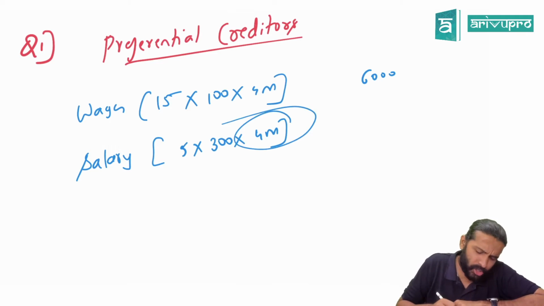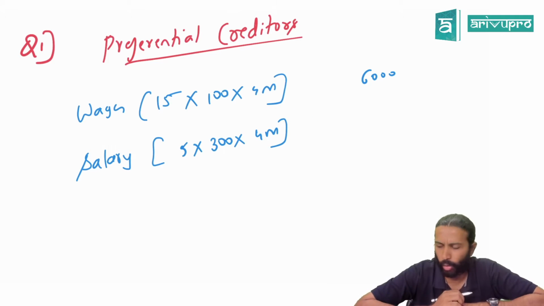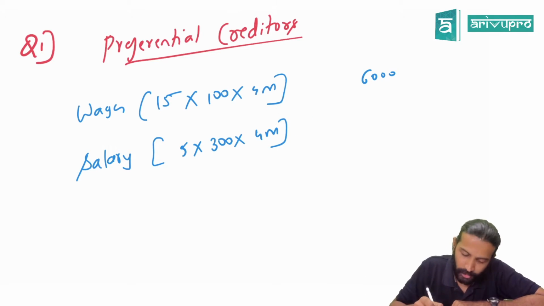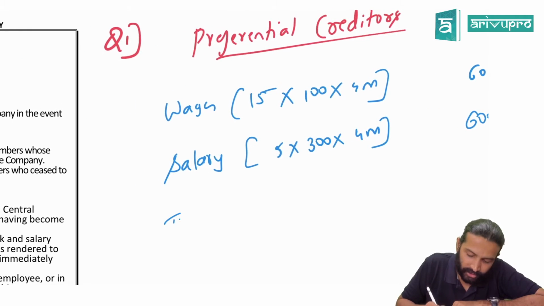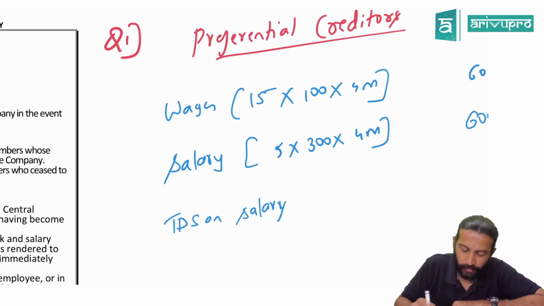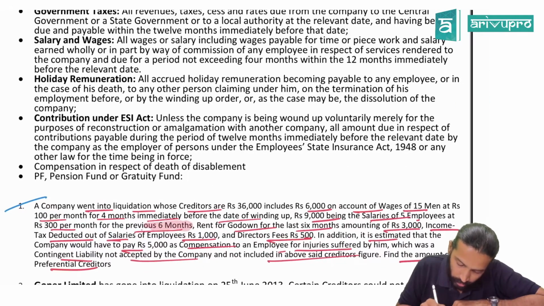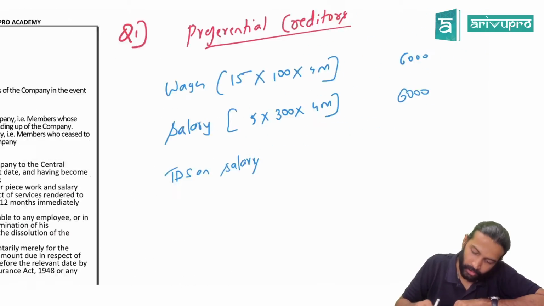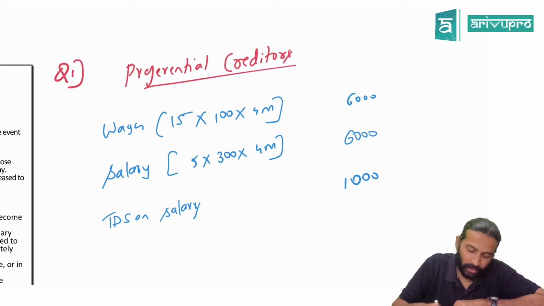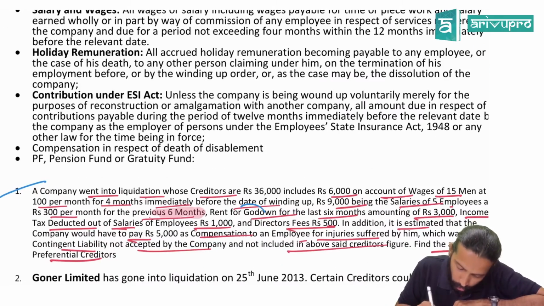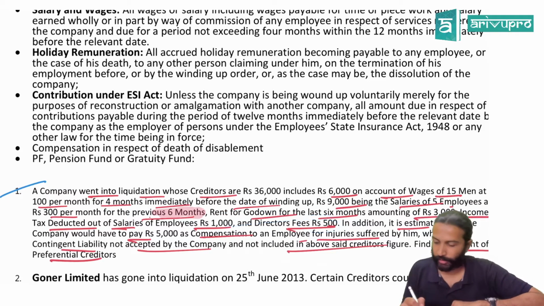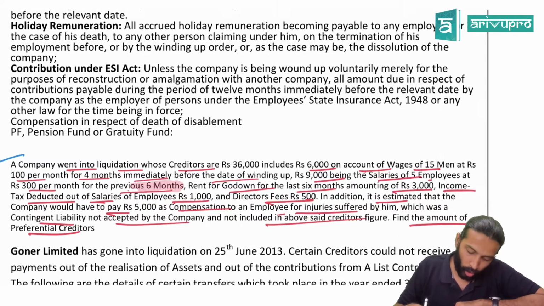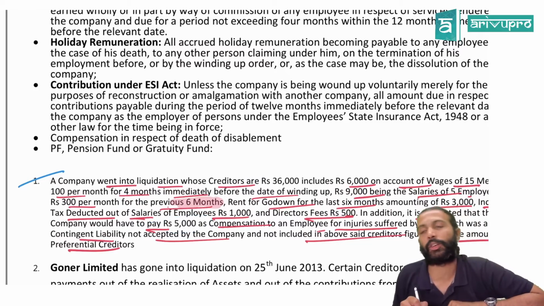What about the rest? The rest you will treat as unsecured creditors. Fine. So how much is this, sir? 500 into 5 into 300 into 4 will be how much? 6,000 again. Do we have any TDS, sir? TDS on salary, how much have they given? 1,000 rupees. Is that a preferential creditor? Yes. Is rent a preferential creditor? No. Is the director's fees a preferential creditor? No. How about workman compensation of 5,000?